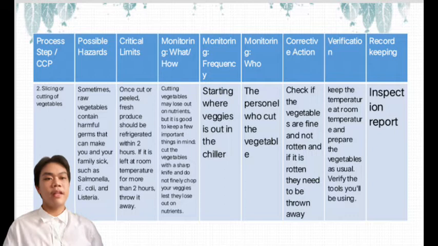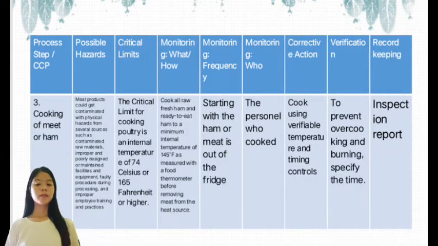Corrective action: check if the vegetables are fine and not rotten, and if they are rotten, they need to be thrown away. Verification: keep the temperature at room temperature and prepare the vegetables as usual. Verify the tools you'll be using. Record keeping: inspection report.